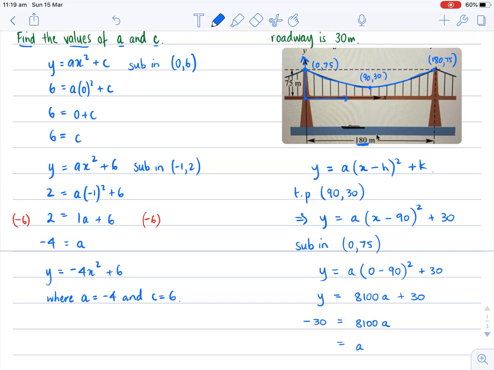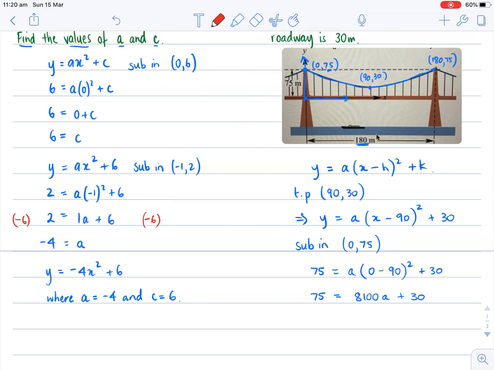And divide by 8,100. And I feel like I have messed something up here, and I have, because what I forgot to do was to put in the y value, which is 75. So let's just go back a few steps. At this point here, I need to put in the 75.